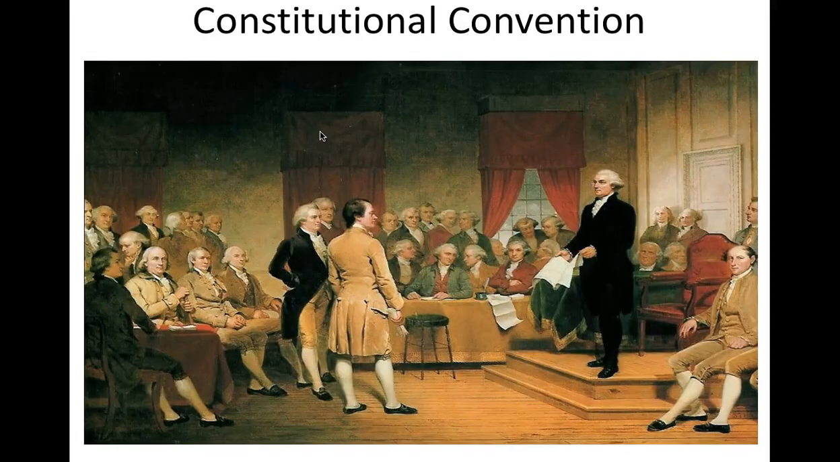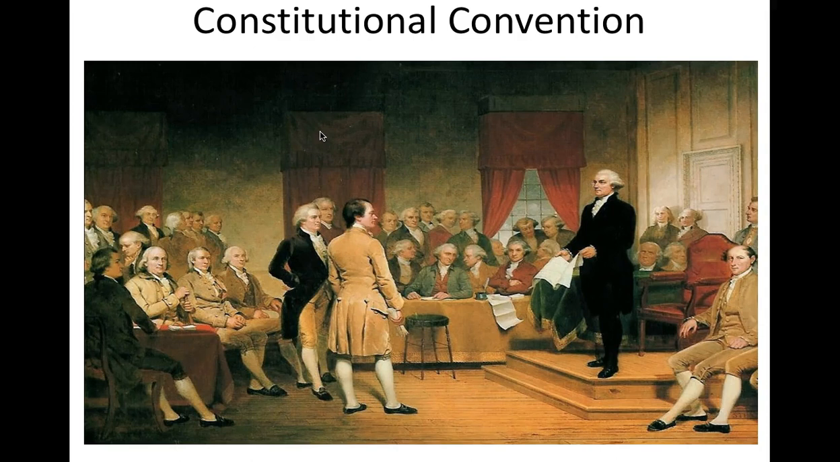And so the framers of the Constitution decided we need to have a constitutional convention. They met in Philadelphia in 1787, and they wrote the Constitution that we still have today. So all of the laws in the whole United States have to be cross-checked against the Constitution to make sure that they are following all of the laws.